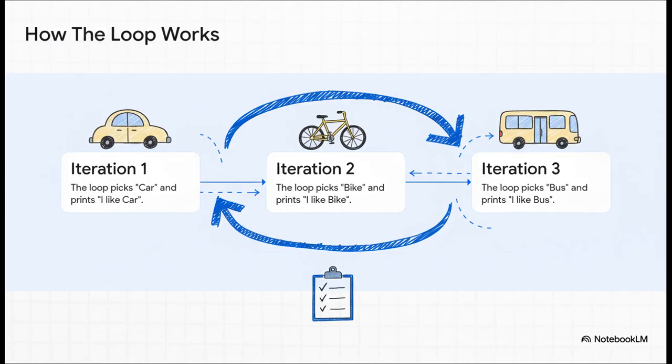And this is exactly how it plays out, step by step. There's no magic here. The loop is just methodical. It starts at the top, grabs car, and runs our print command. Done. Then it moves to the next one, bike, and runs the exact same command again. Finally, it gets to bus, does its job one last time, sees there's nothing left, and stops. That, right there, is automation in a nutshell.